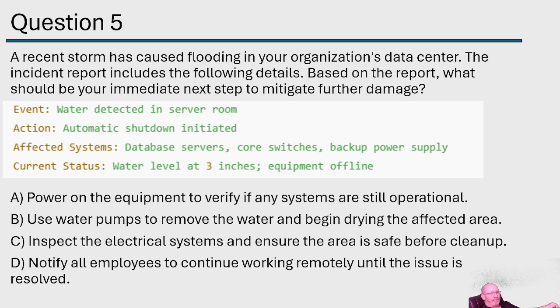All right, question number 5, last question for the day. A recent storm has caused flooding in your organization's data center. The incident report includes the following details. Based on the report, what should be your immediate next step to mitigate further damage? Water was detected in the server room, automatic shutdown was initiated, database servers, core switches, and backup power supply were all affected. Current status, water level at 3 inches, equipment offline.